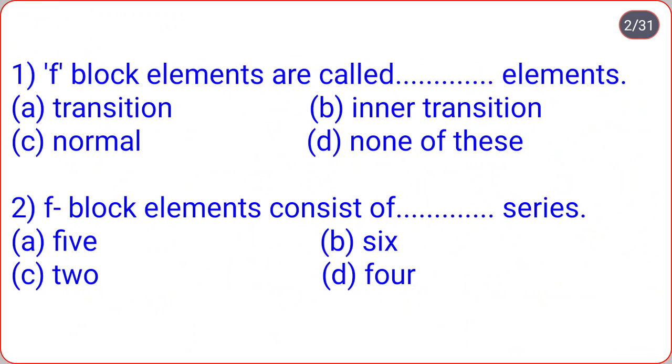First question, F block elements are called dot dot elements. Transition, inner transition, normal, none of these. So F block elements are known as inner transition elements. F block elements consist of dot dot series: 5, 6, 2, 4. So F block elements consist of two series, that is which one? Lanthanide series and actinide series.